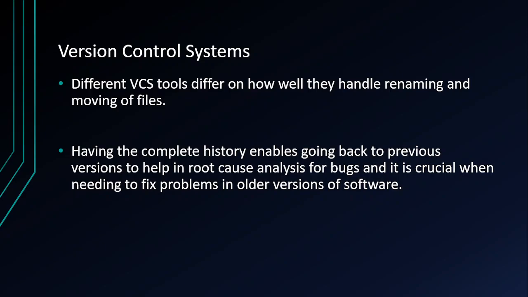And then the notes. With notes or messages, that gives the developers or others a window or an idea on what happened on this change or on these commits. Having the complete history enables going back to previous versions to help in root cause analysis for bugs, and it is crucial when needing to fix problems in other versions of software. If the software is being actively worked on, almost everything can be considered as an older version of the software. So you can backtrack.